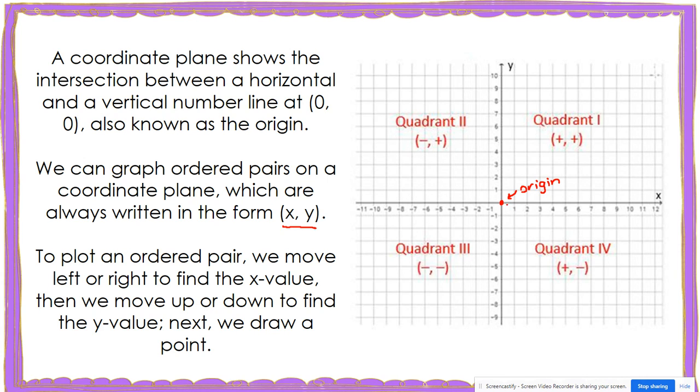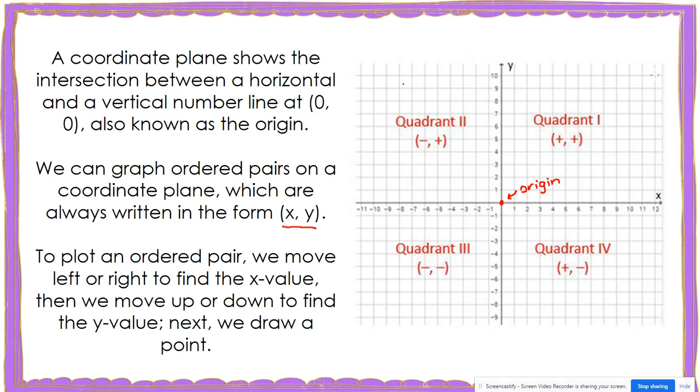In this quadrant, you'll see that the values on my x-axis are positive, and the values on my y-axis are also positive. That means that any ordered pair that is graphed in quadrant 1 will have a positive x value and a positive y value.